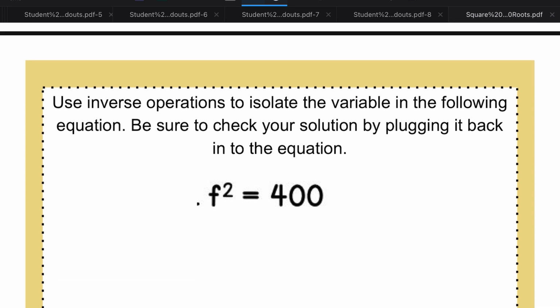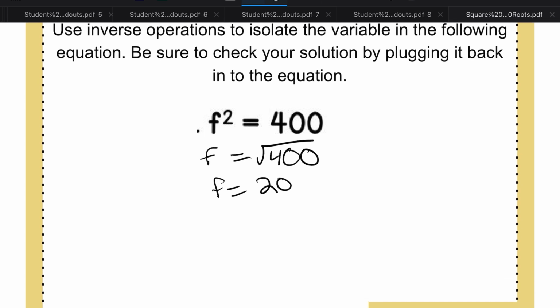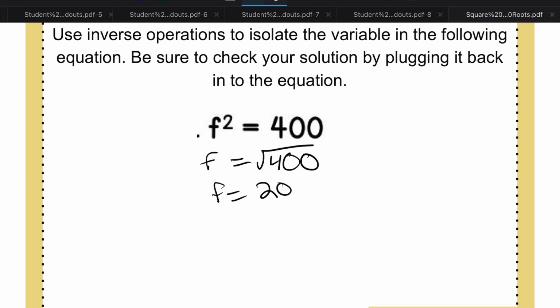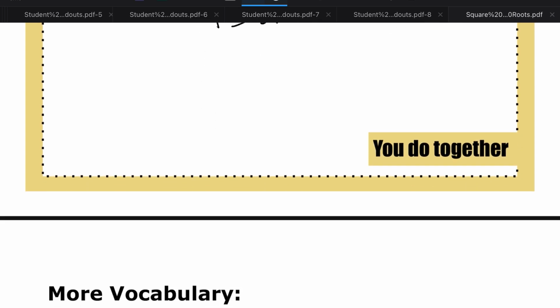We're just doing it in isolation now, this being our last step. The next one is f squared equals 400. So you would do f equals the square root of 400. And the square root of 400 is 20. So f would equal 20. And again, if you need to figure this out, you can always use Desmos.